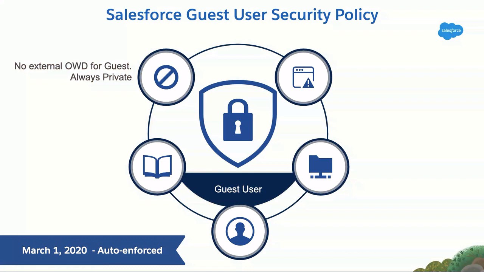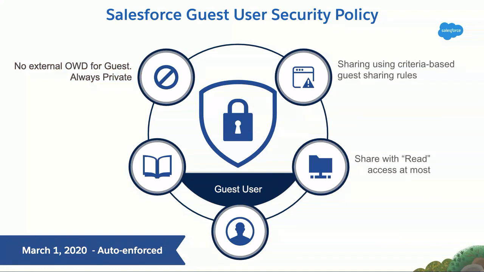1, the external org-wide default for guest users will be decoupled, and it will always be private, because you do not want your guest users to have default access to records. Next, if your guest user must have access to records, you must create a guest user sharing rule, which allows at most read access.